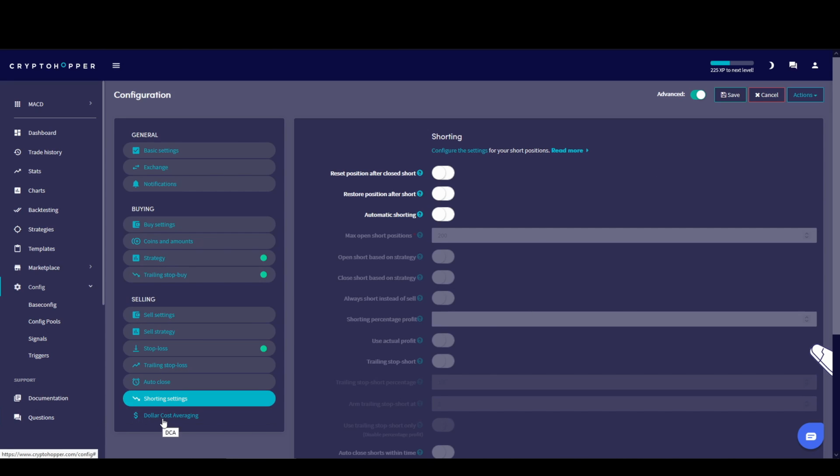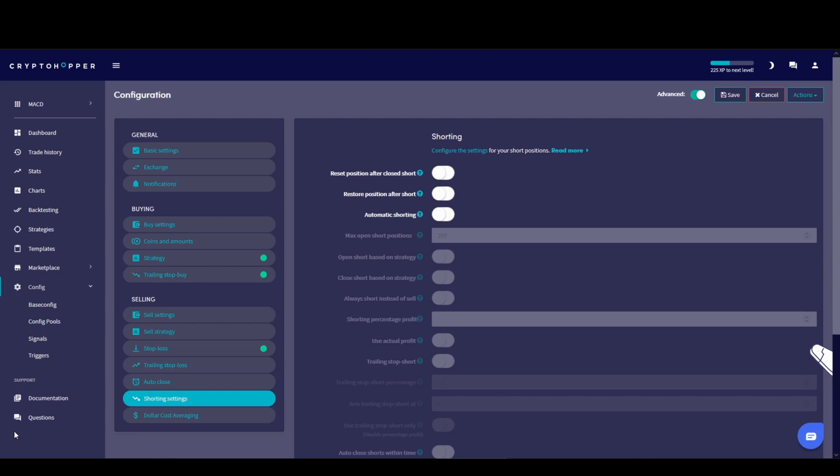Same thing for dollar cost averaging. DCA could be good in a bull market, but right now I would not recommend it at all. So once we have all the configuration, make sure you click on your save button to save everything.